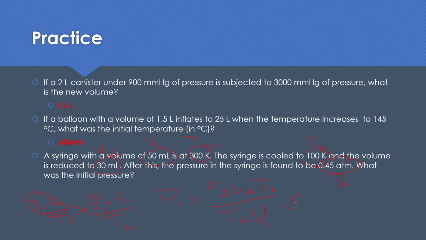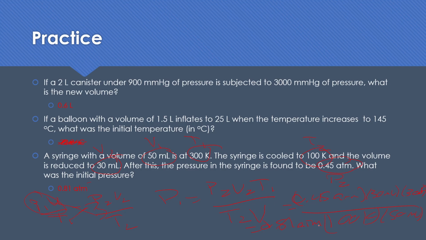So P2 is 0.45 atmospheres. V2 is 30 mils, and T1 is 300 Kelvin. And then dividing by 100 Kelvin times V1, which is 500 mils, and you punch all that in, and you get 0.81 atmospheres.